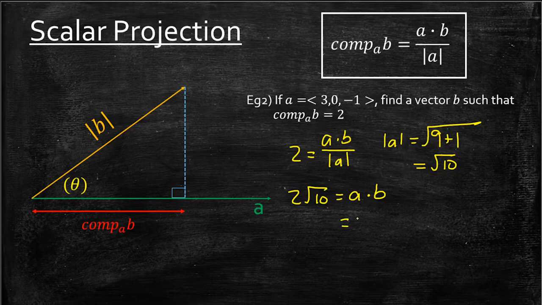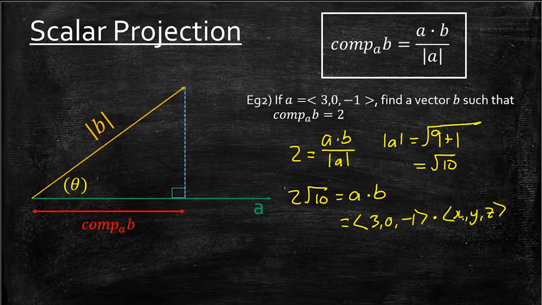Now we also know that A dot B is going to be vector 3, 0, negative 1 multiplied by some vector B that has a value of x, y, and z. At this point here, we have quite a lot of liberty in how we decide what the vector B needs to be, because it just says find a vector B. It doesn't say find the vector B.